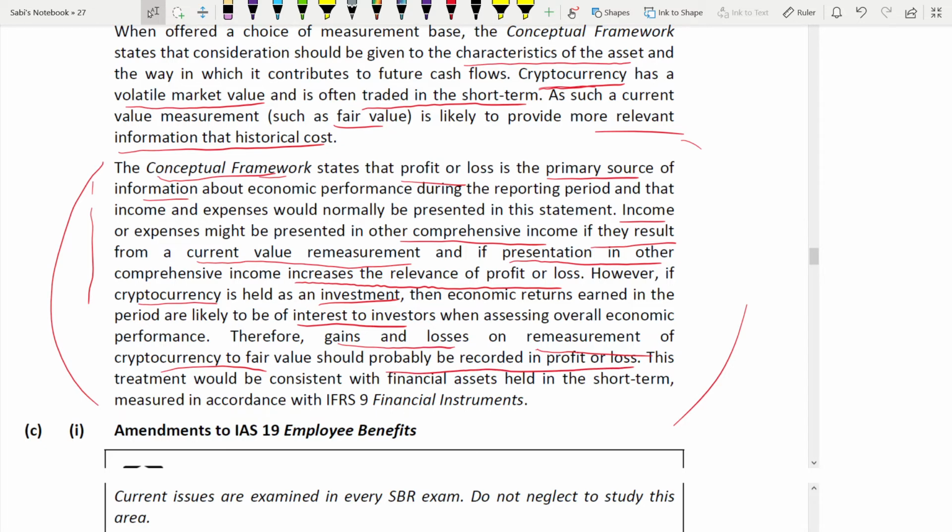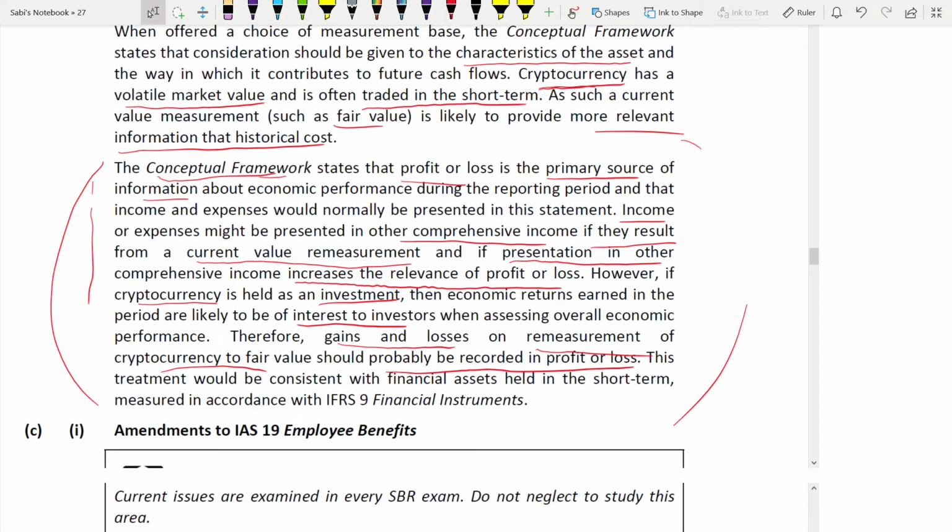First of all, the nature is so volatile. So if they are making any return on it, investors will be very much interested in that. So investors will look for the profit and loss account rather than OCI. So based on this, it should be recorded in profit and loss. Okay.